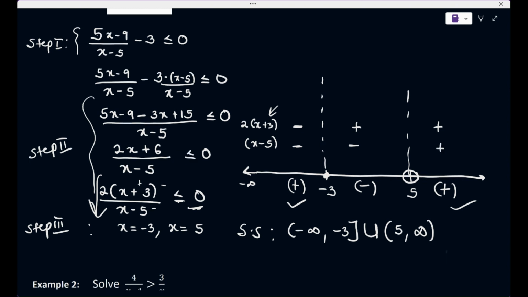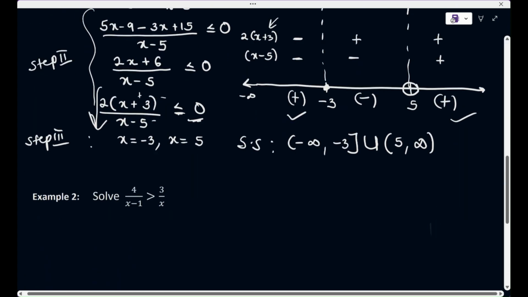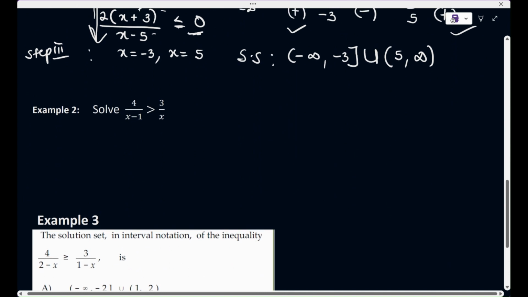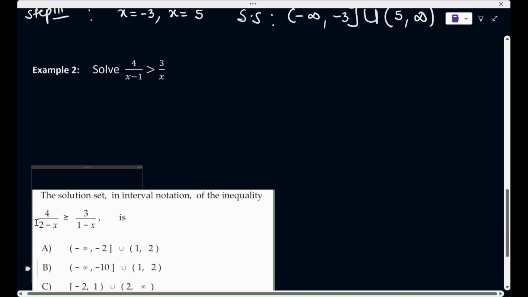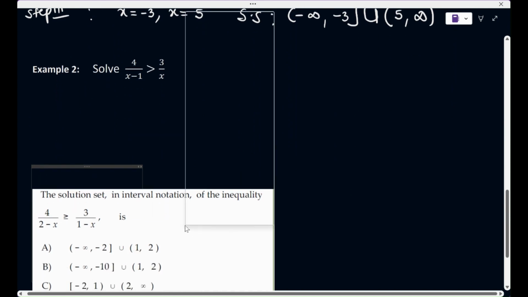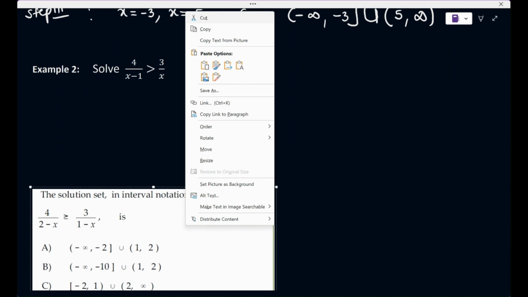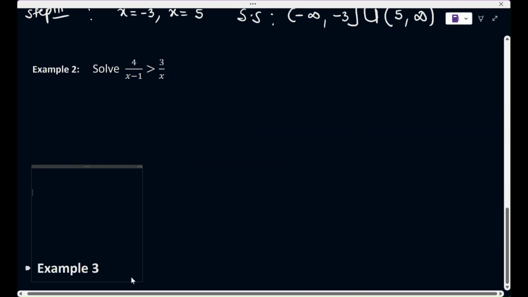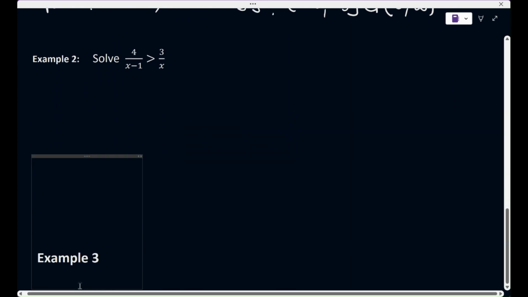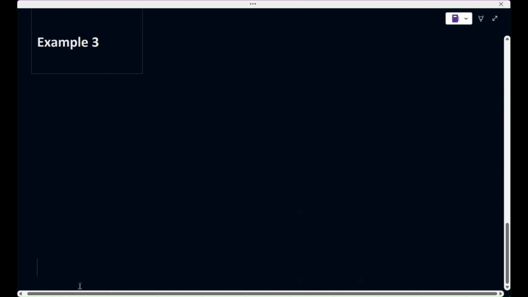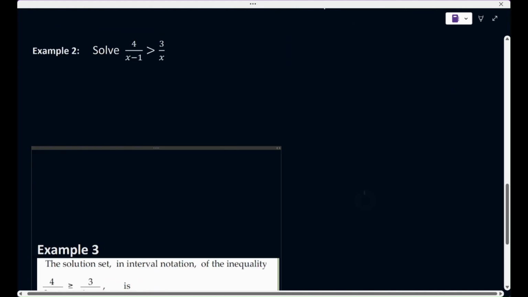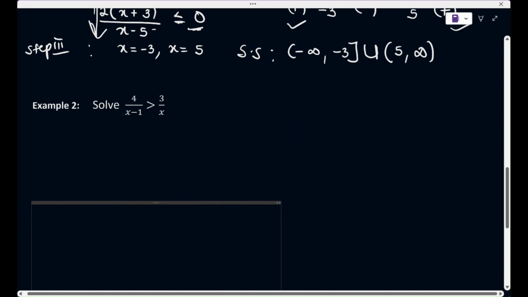Now let's go to the second example. Now the second example is we want to solve 4 over x minus 1, greater than 3 over x.